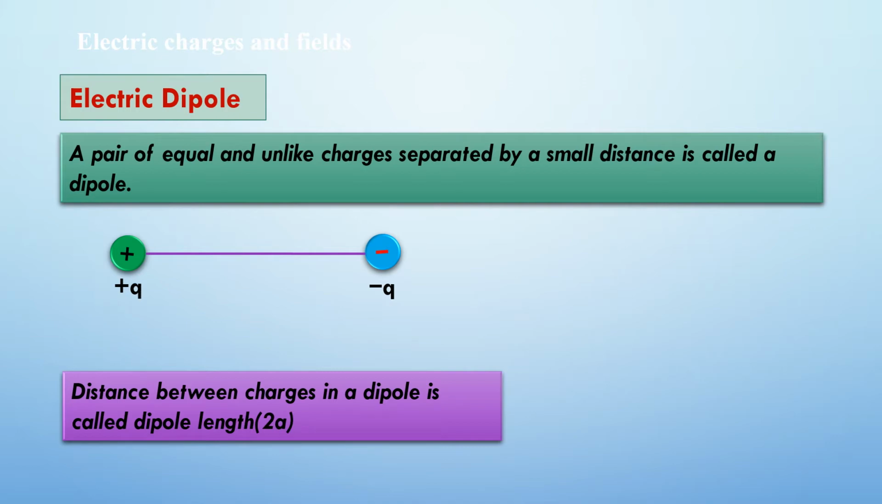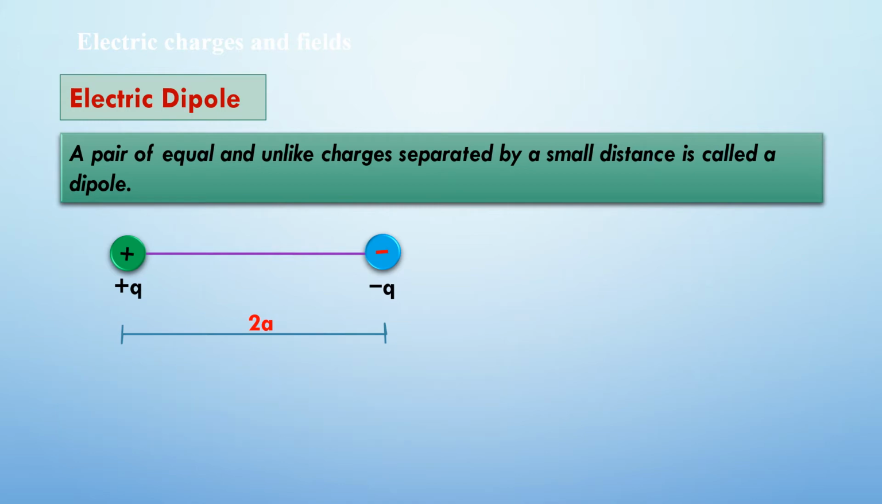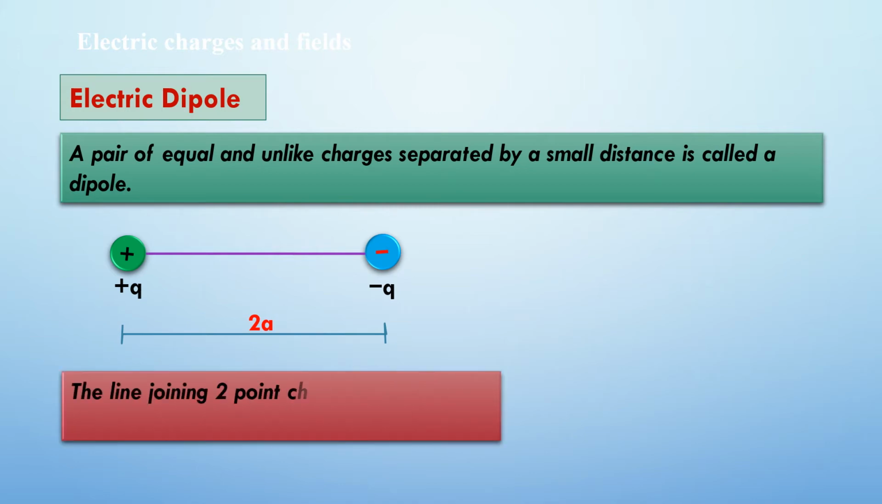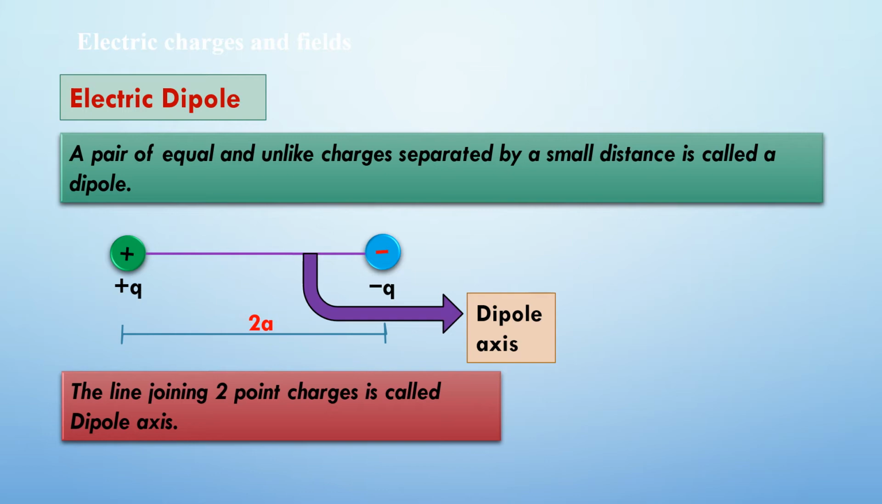The distance between the two charges in an electric dipole is known as dipole length. We consider this dipole length to be equal to 2a. The reason is, if you consider a center between the two charges, from the center to each charge the distance is a, so the total distance becomes 2a. The line joining the 2 point charges is known as the dipole axis. So in the diagram we have represented the dipole axis.